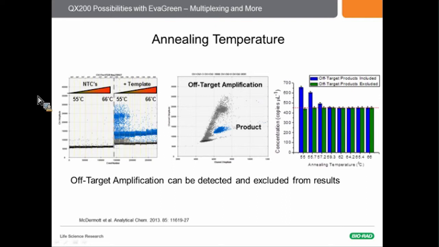The product is shown as a blue cluster, whereas the off-target amplification products are shown as a diffuse banding in gray. Therefore, one can accurately determine the target concentration even when off-target amplicons or primer dimers may be present. The target concentration calls are shown on the graph on the right.